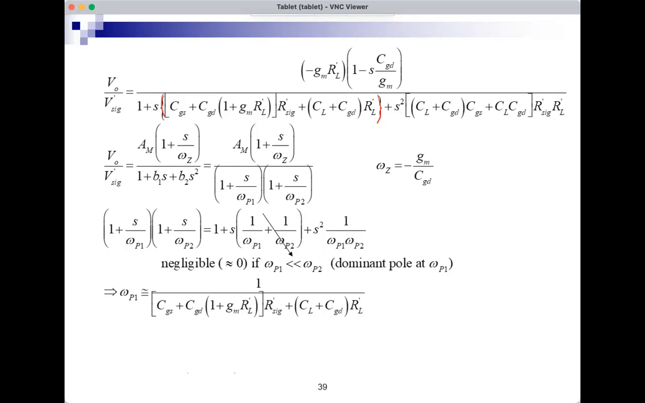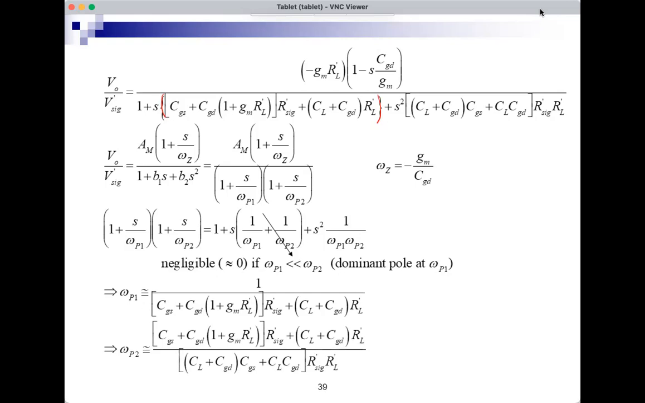And if this is the case, I can also estimate omega p2, because the factor that multiplies s squared is b2, and it's also equal to 1 over omega p1 times omega p2. Since I have an estimate for omega p1, then I can estimate also omega p2. These are good estimates if this is very dominant, when omega p1 is not just dominant, but very dominant. So not a factor of 4 less than omega p2, but maybe a factor of 10 or 50 or something like that.